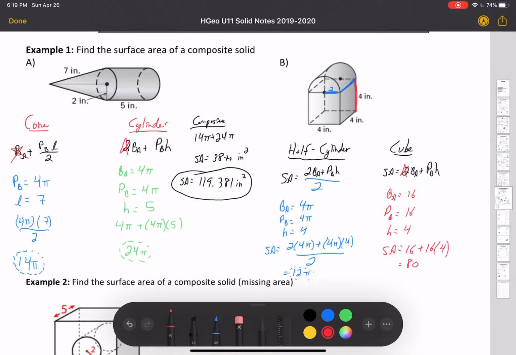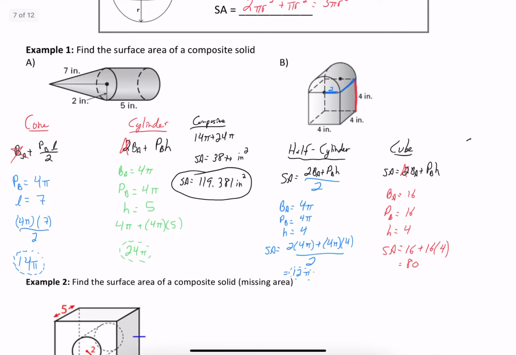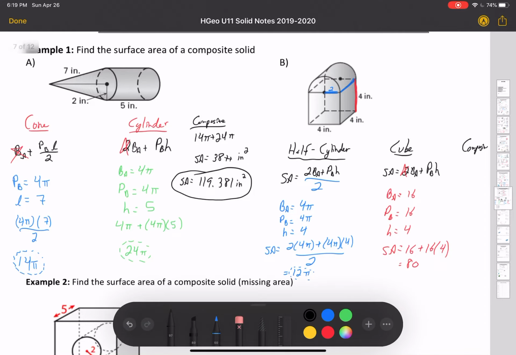So for the composite, all I need to do is take the half cylinder, 12 pi, plus the cube, which was 80. And so that would be the exact 12 pi plus 80. The approximate is going to be 117.699 inches squared. So that is that one.